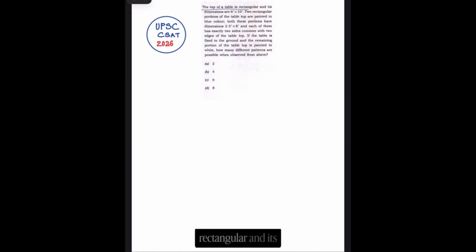The top of a table is rectangular and its dimensions are 6 feet by 10 feet. Two rectangular portions of the tabletop are painted in blue color. Both these portions have dimensions 2.5 feet by 8 feet and each of them has exactly two sides common with two edges of the tabletop. If the table is fixed to the ground and the remaining portion of the tabletop is painted in white, how many different patterns are possible when observed from above?